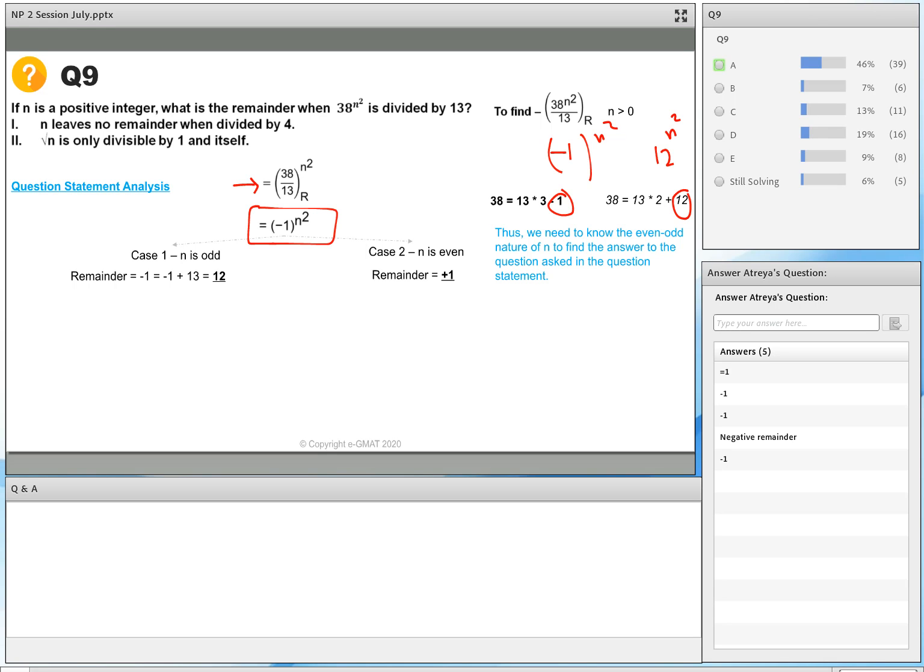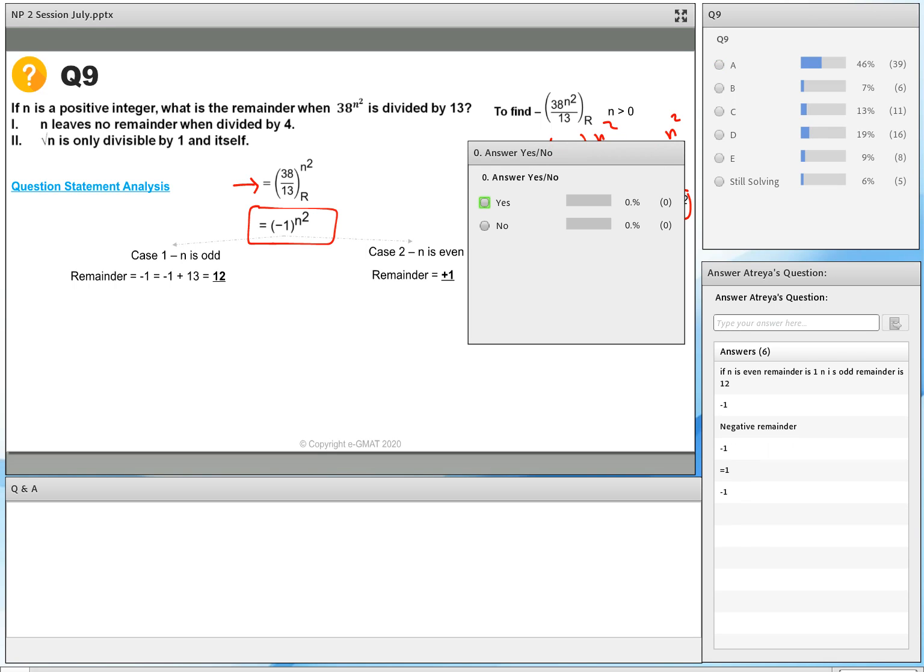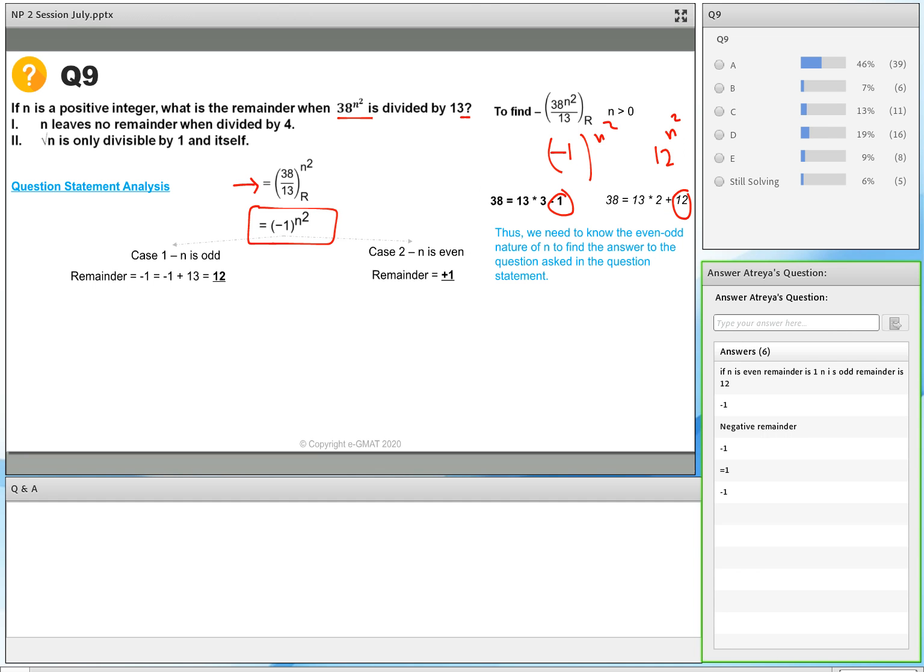Now, is this part clear to all of you? Just mark a yes because it's very important. Is this part clear to all of you? I've done nothing basically. I've just calculated the remainder when 38 to the power n square is divided by 13. Okay, perfect. Okay, let me hide out the poll, clear all the answers. Just give me one moment over here, please. Okay, so I have -1 to the power n square.